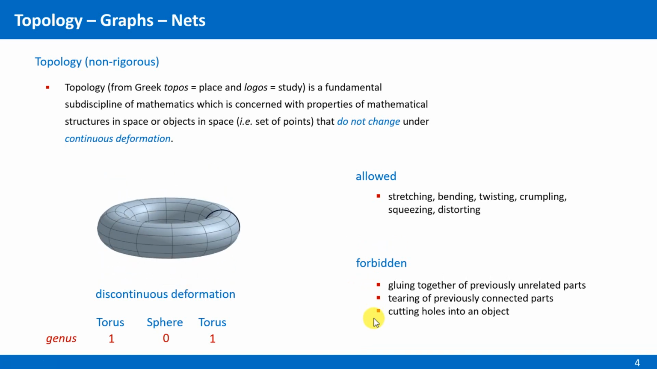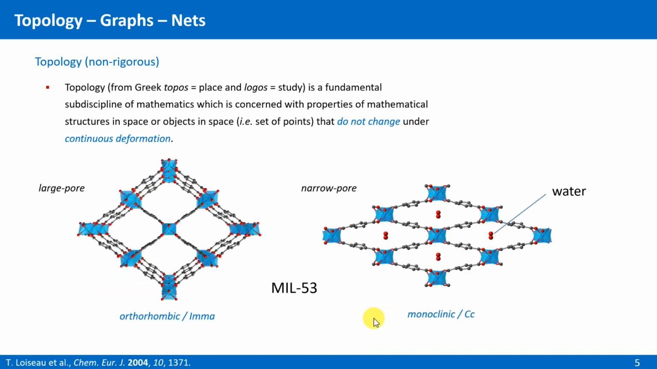Okay, now let's switch for the first time to a metal-organic framework compound, namely to this famous MIL-53. Why is it famous? Because it comes in two flavors, so to say, in two states, because it can breathe. In its activated form, we have these relatively large, one-dimensional rhombic channels running perpendicular to the drawing plane. It is orthorhombic and the space group is Imma.